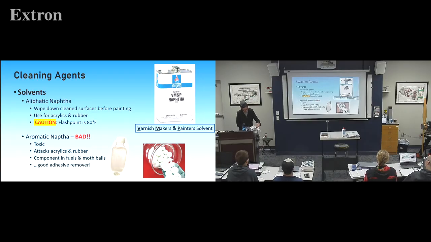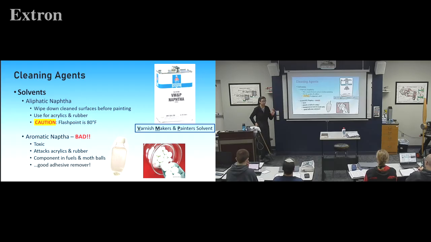Two other solvents that you do need to be familiar with, and PrepWare and other testing is going to try to confuse you. So do not be confused. There are two types of naphtha, and one is aliphatic naphtha. Ali is your friend. Aliphatic. You use it to wipe down already clean surfaces before painting, so final wipe down, prep for paint. It is safe on acrylics and rubber.